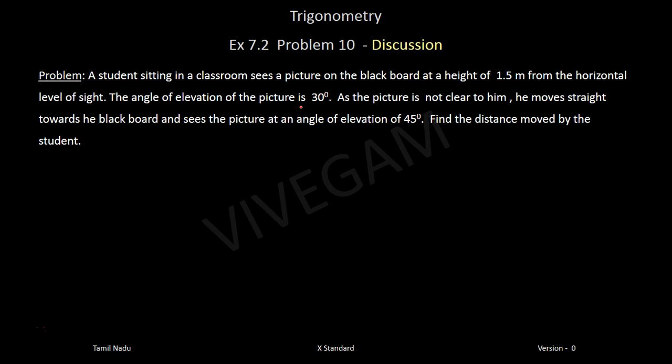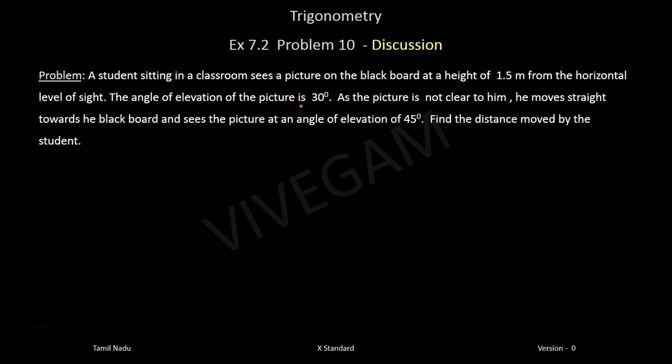Let's read the problem. A student sitting in a classroom sees a picture on the blackboard at a height of 1.5 meters from the horizontal level of sight. The angle of elevation of the picture is 30 degrees. As the picture is not clear to him, he moves straight towards the blackboard and sees the picture at an angle of elevation 45 degrees. Find the distance moved by the student.